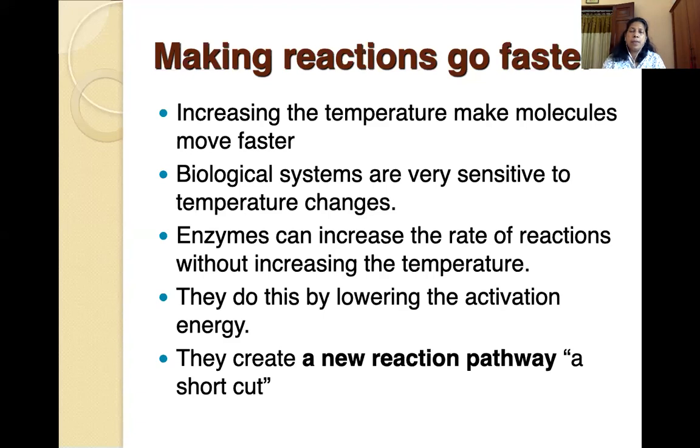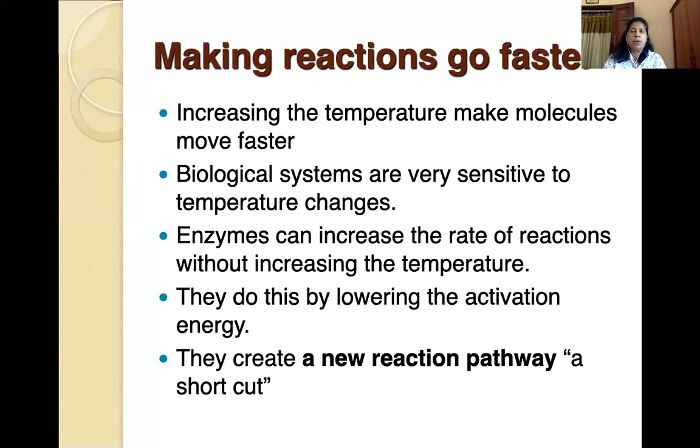Enzymes can increase the rate of reaction without increasing the temperature. That is the task of the enzyme. That is why in our body, even though a lot of enzymes are working, the temperature is not changed or increased. For example, sometimes it can be lipids. Once we eat lipids, they can be broken down in our gut using the lipase enzyme.